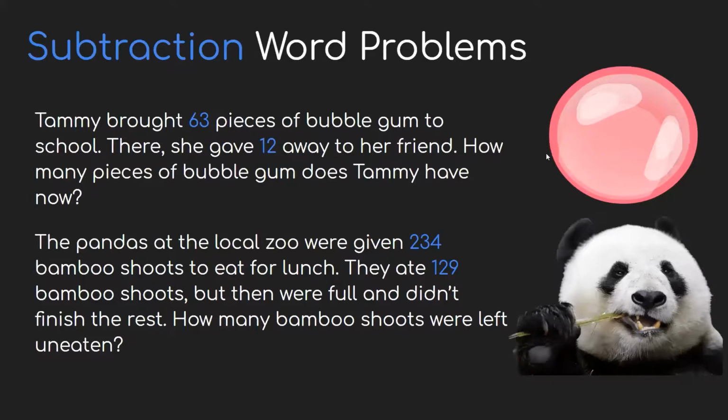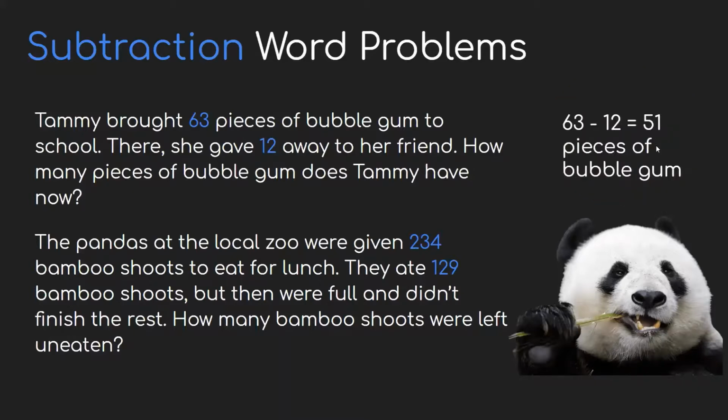We're going to have to start by seeing what the problem is asking us. The problem is asking us how many pieces of bubblegum Tammy has left, basically, right? So if she brings 63 and then gives away 12, then she's taking away 12 from the 63. So 63 minus 12 is going to be our problem. And then that means our answer would be 51 pieces of bubblegum.